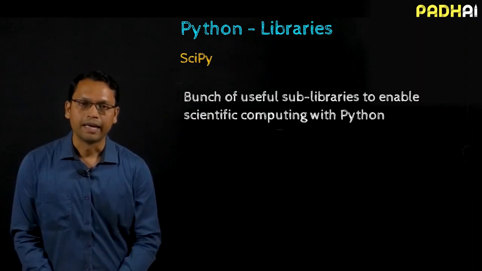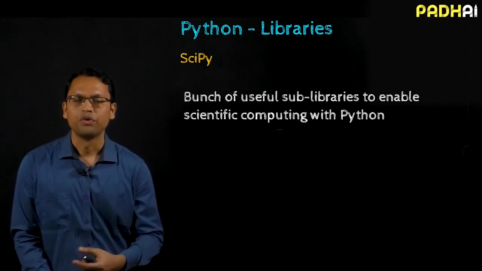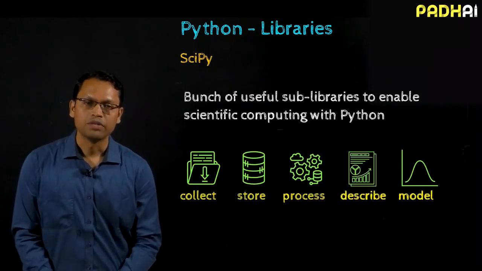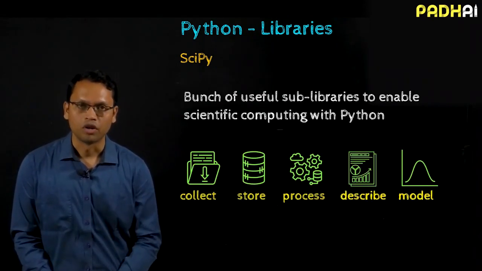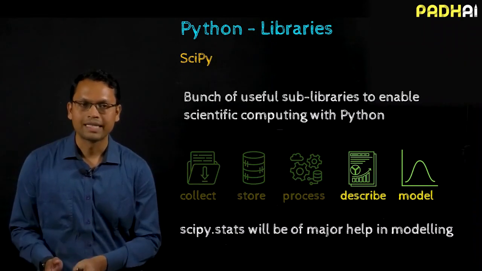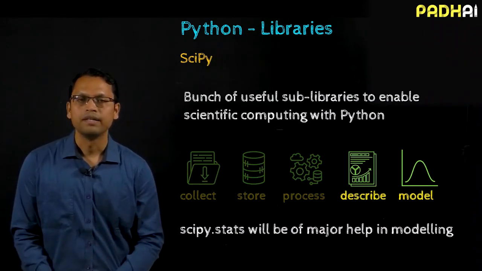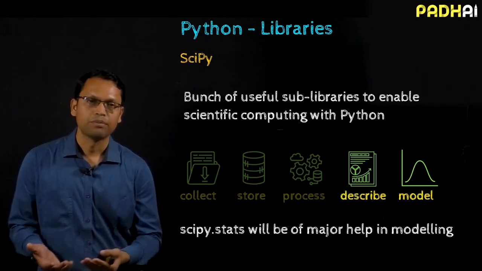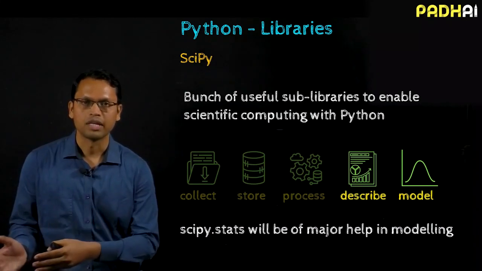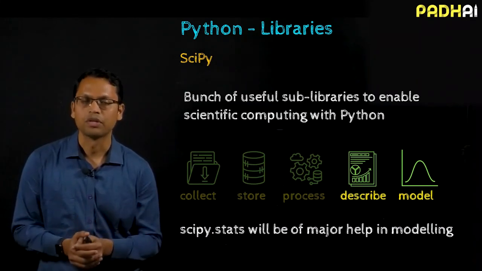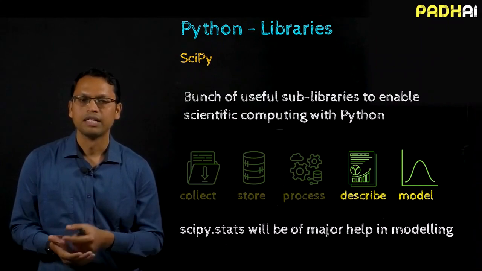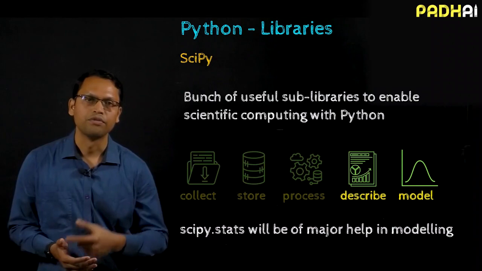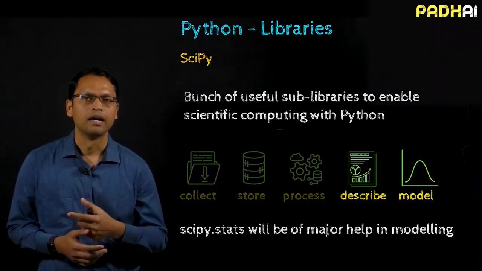One more library is SciPy. It's a bunch of useful components to enable scientific computing with Python. As we have seen here, these are the 5 different components of the course, and both describing and modeling will be something that we can take help from scipy.stats. SciPy provides modules for, let us say, signal processing, linear algebra, and so on and so forth. But in particular for us, scipy.stats provides lots of library functions for describing data, for modeling data, hypothesis testing, regression analysis.